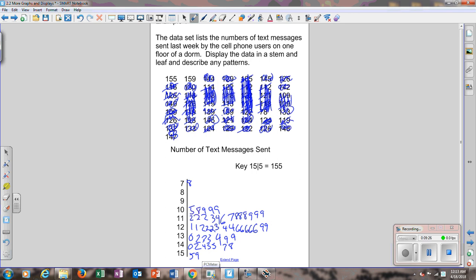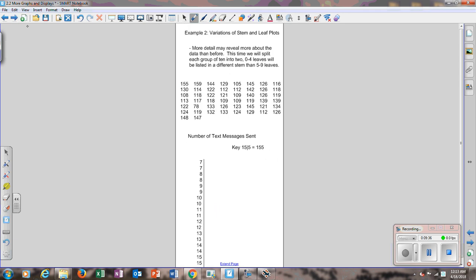Alright, so it's tedious work, but it's real easy. Just set up your key and make sure you know how many numbers you're going to put to the left based on the spread of the data. Now, you can also break this up. So example 2 is a variation of a stem and leaf plot.